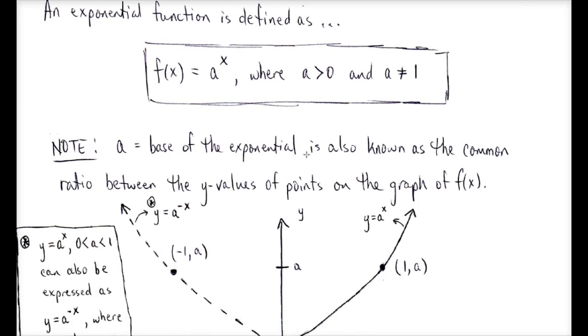Okay, so we have the base defined as being greater than 0 but restricted from being 1. One of the reasons for that is we know from our exponent rules that 1 raised to anything is always equal to 1. So if we try to graph any exponential function where its base is 1, it's just going to look like the line y equals 1, and that really doesn't make sense for us. So that's why we don't include that.